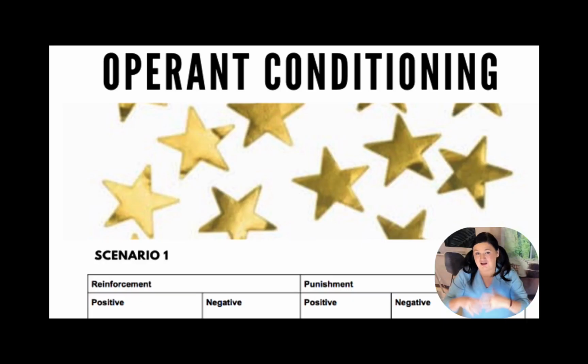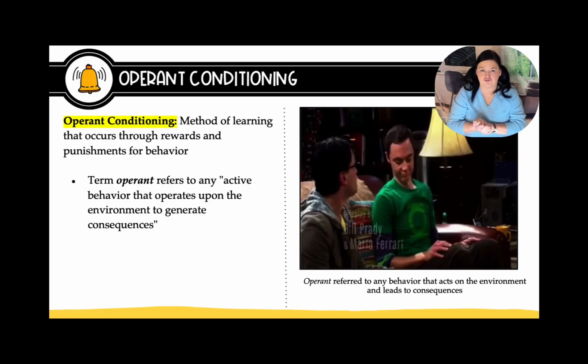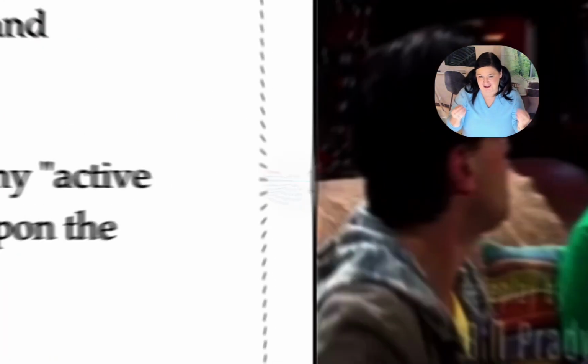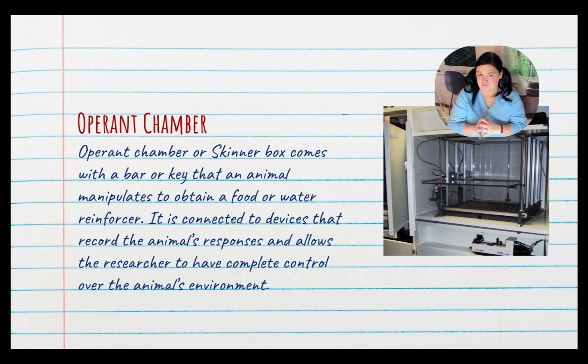Yes, I know. In the world of psychology, he is actually the one who coined the term operant conditioning and what we call the operant chamber, in which he used and applied Thorndike's Law of Effect as a starting point. So operant conditioning is a method of learning that occurs through rewards and punishments of behavior. The term operant refers to any active behavior that operates upon the environment to generate consequences. He went on to use this operant chamber, aka the Skinner box, to study operant conditioning.